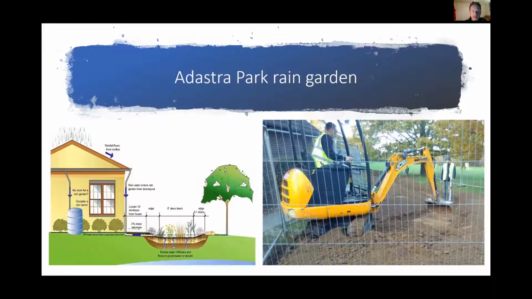So this is on the left an illustration of what a rain garden is attempting to do, and on the right you can actually see the Adastra rain garden being constructed. This is designed to take rainwater from the roof on Adastra Hall and store it temporarily in two shallow hollows with a meander in between, and the water here soaks slowly away into the ground, avoiding those peak flows into the surface water drainage system and the herring stream that we've been talking about.